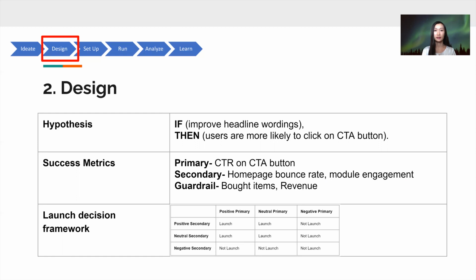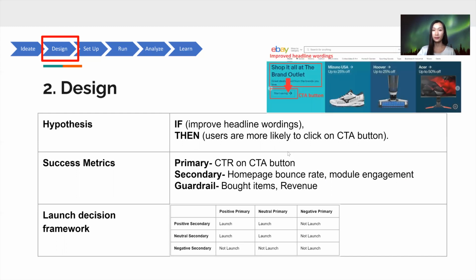A hypothesis is a proposed explanation of a phenomenon. The easiest way to think of it is coming up with an if-then sentence. I'll give you an example. Let's say if I improve the headline wording of this module, then I hypothesize that users are more likely to click onto this call to action button down below.